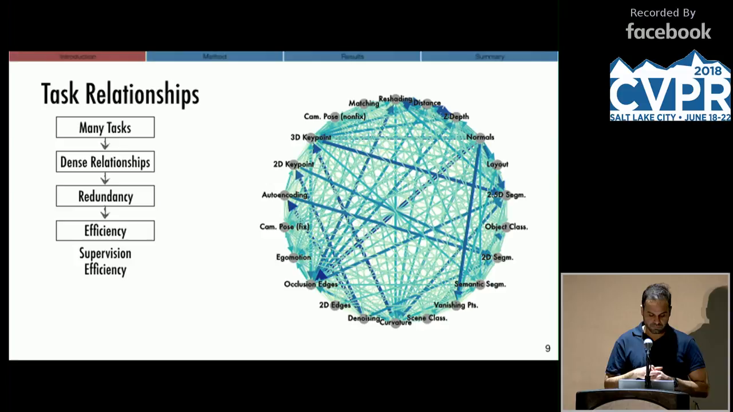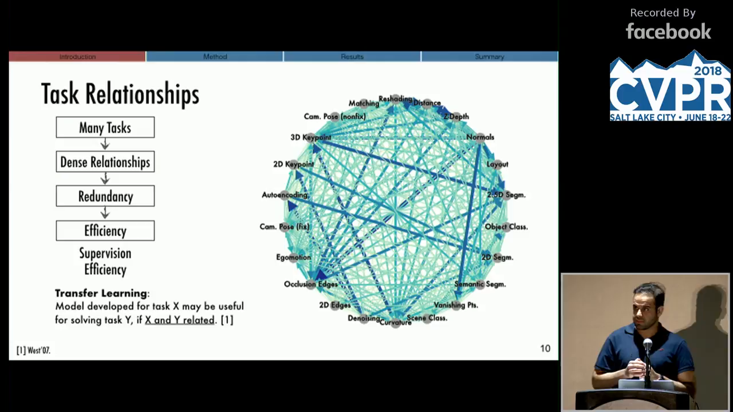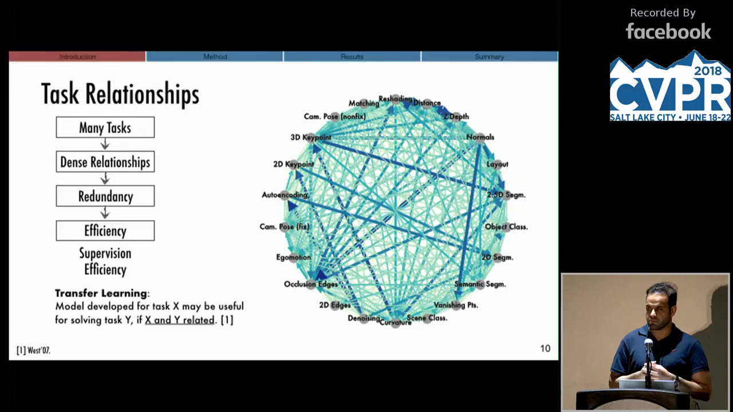Reducing the need to label data has been the intention of a large body of research literature: self-supervised learning or unsupervised learning, meta-learning, domain adaptation, or using ImageNet features off the shelf, which is the common practice today, or the fine-tuning mechanism that we all employ. In fact, the relationship between tasks is what enables transfer learning. At a high level, transfer learning states a model developed for one particular task may be useful for solving another if the two tasks are related in some form.